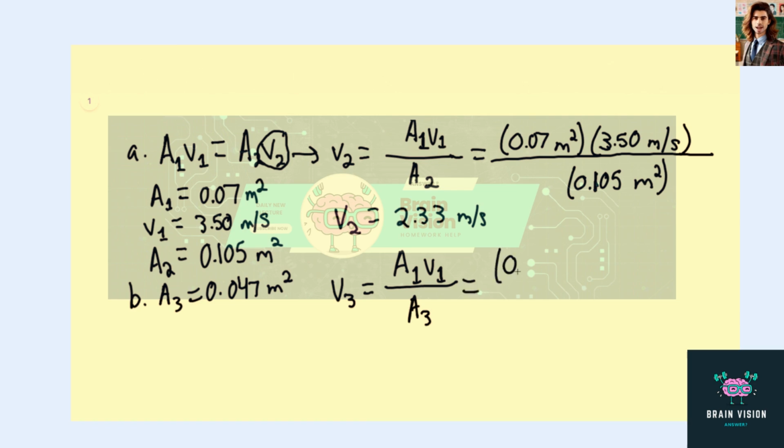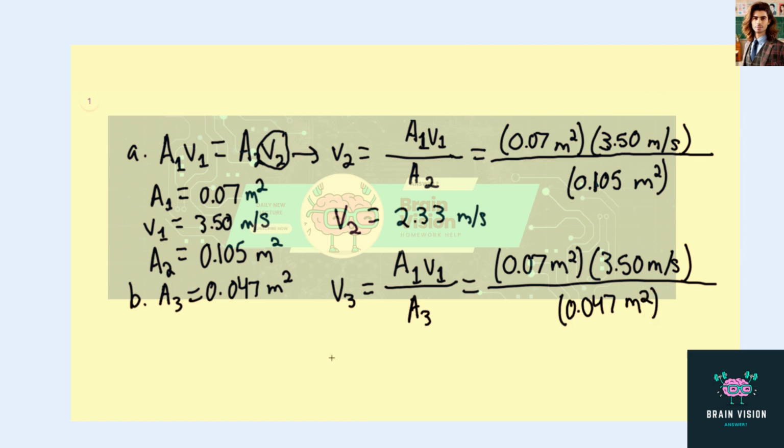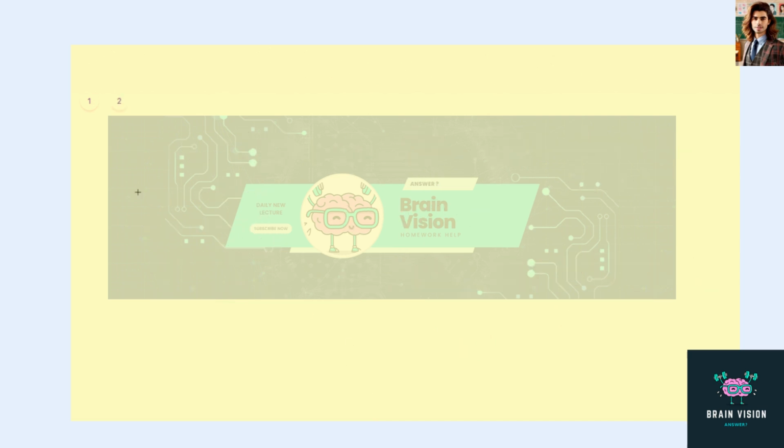Plugging in for our constants, we have 0.07 meters squared, once again 3.50 meters per second, divided by the cross-sectional area. And here, this is going to be 0.047 meters squared. So the velocity in this third section is going to be 5.21 meters per second.